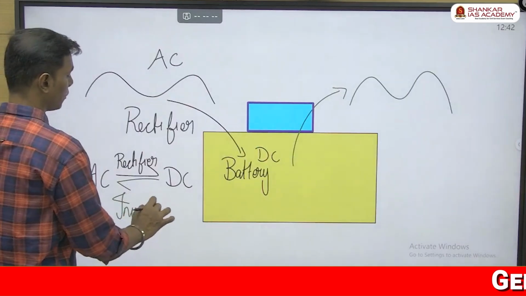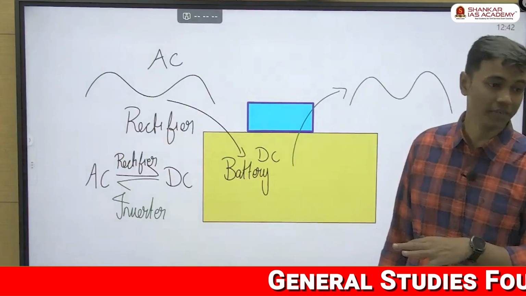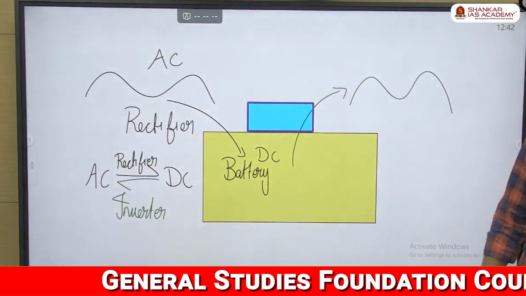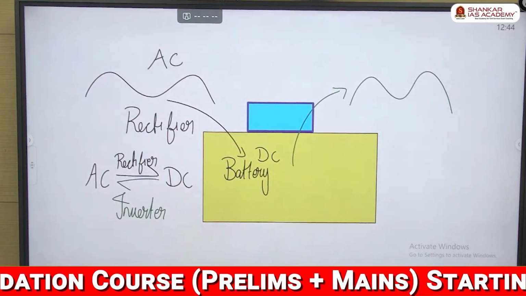So the box that you see on top of the UPS is the inverter and rectifier. When the power is there, it will act as a rectifier. When the power is not there, it will act as an inverter. Clear? So you can write: inverter and rectifier alternatively convert AC into DC respectively. Noted this.